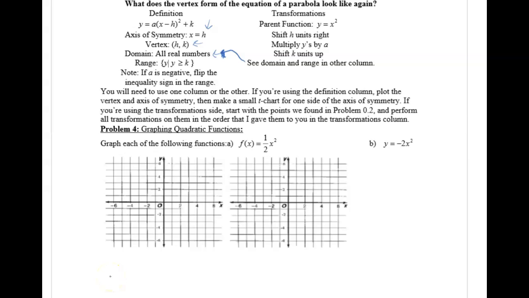Alright, so it says graph each of the following functions, so I need to graph f of x equals 1/2 x squared. So what I'm going to do is lightly draw my parent function, which I'm going to mark with x's instead of actual points because these are not going to be my final resting places. Then I see that I've got a 1/2 for my a, so I am going to multiply my y's by a.